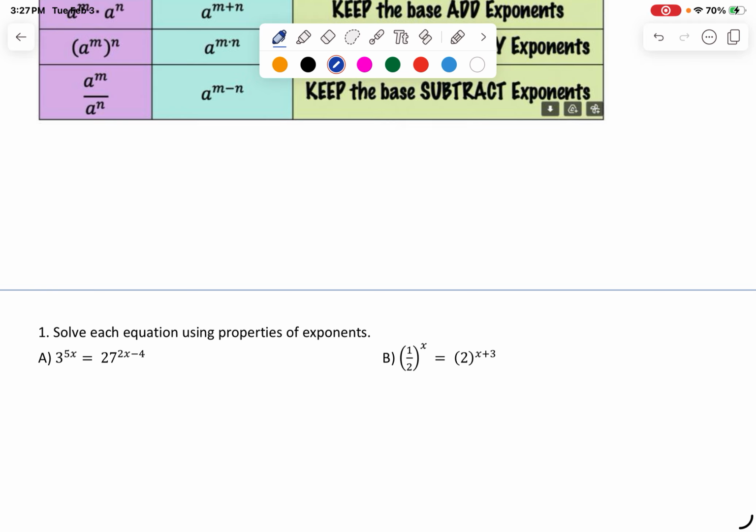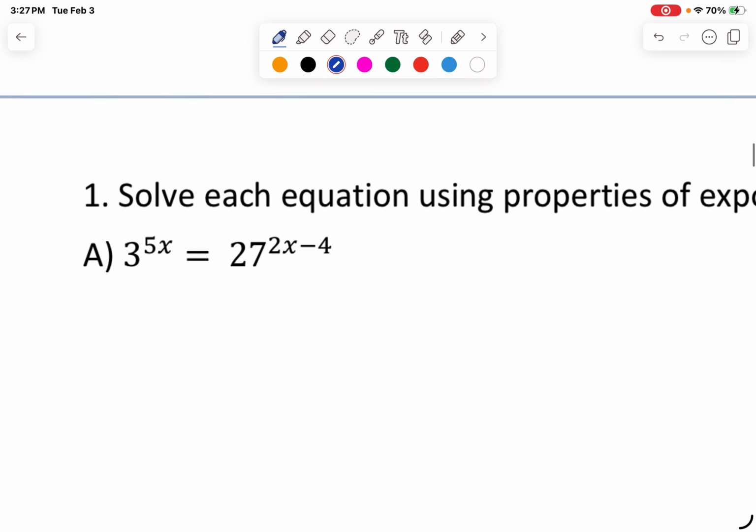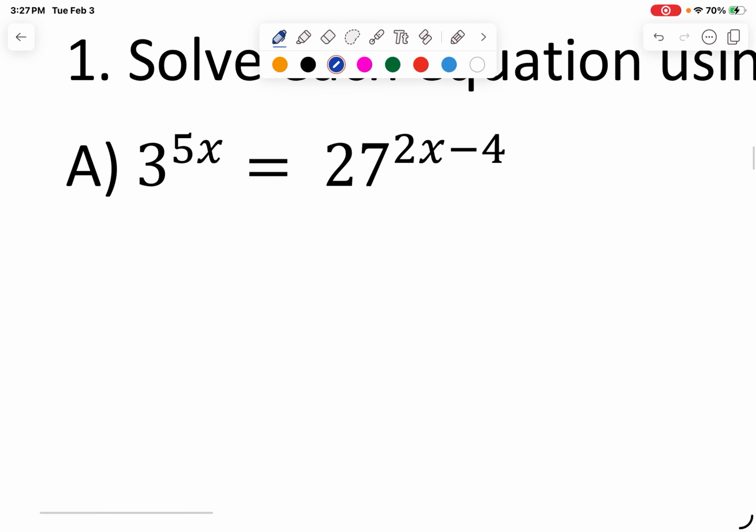Okay, so what we're going to do is use some of these properties to solve equations. These are on the simpler side. In the next lesson, they get a bit more complicated. Okay, so here it says solve each equation using properties of exponents. So I want to solve this equation using my properties of exponents. It says 3 to the 5x is equal to 27 to the 2x minus 4.